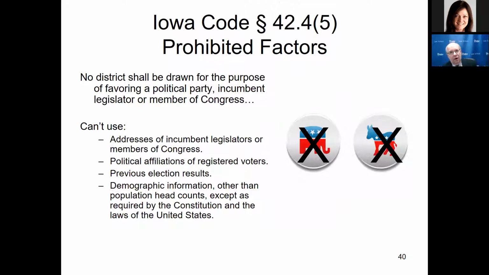Finally, Iowa Code also establishes certain prohibited factors. It provides that no district shall be drawn for the purpose of favoring a political party, incumbent legislator, or member of Congress. The code provides that in drawing respective boundaries, you can't use the addresses of incumbent legislators or members of Congress, political affiliations of registered voters, previous election results, or any other demographic information other than population head counts, except as required by the Constitution and the laws of the United States. As you can see, these standards track pretty closely to what the Iowa Supreme Court held in 1972, establishing what was important and establishing what can't be used to justify unequal population districts.